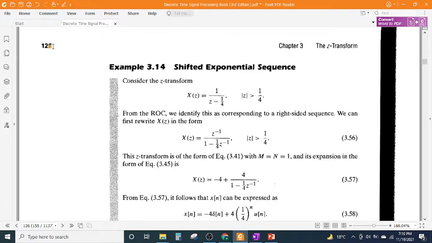3.60. It is easily verified that Equations 3.58 and 3.60 are the same for all values of n, i.e., they represent the same sequence.